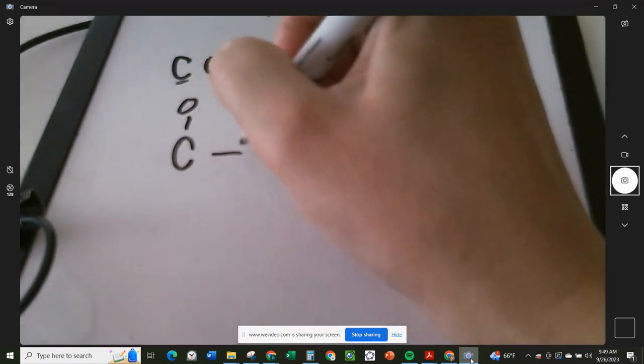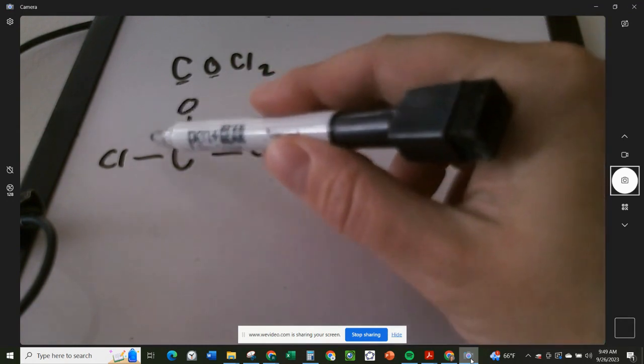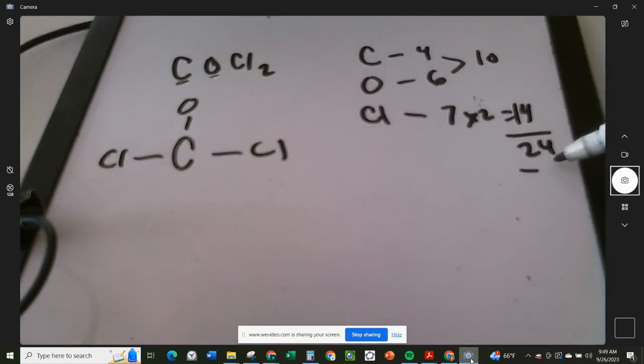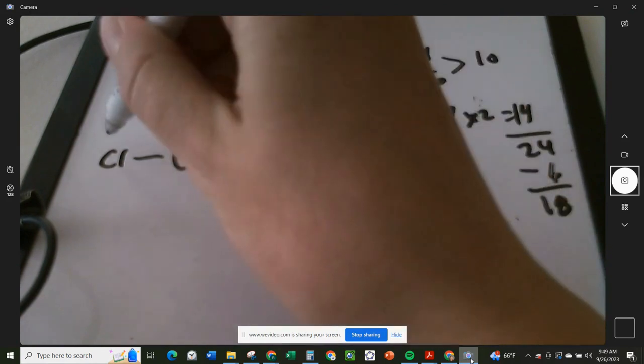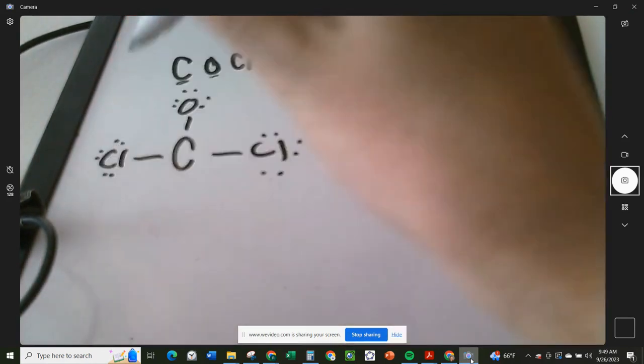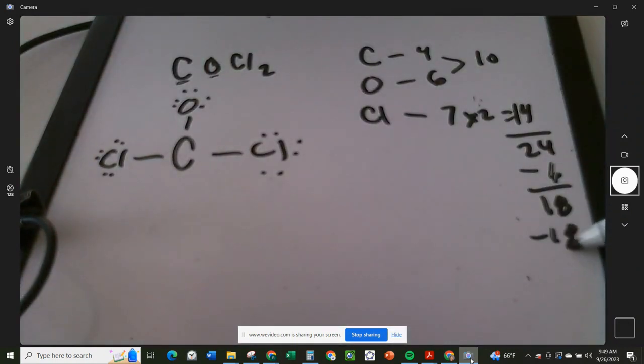I'm going to connect oxygen and chlorine. It doesn't matter too much how they're arranged in a Lewis structure, as long as they're connected to the central atom. We've got 2, 4, 6. Minus 6, we have 18. This one seems like the one we just did. Then I'm going to put these 18 electrons around the outer atoms to fill their octets. 2, 4, 6, 8, 10, 12, 14, 16, 18. Now we've shown all of the valence electrons. This one's not an ion.